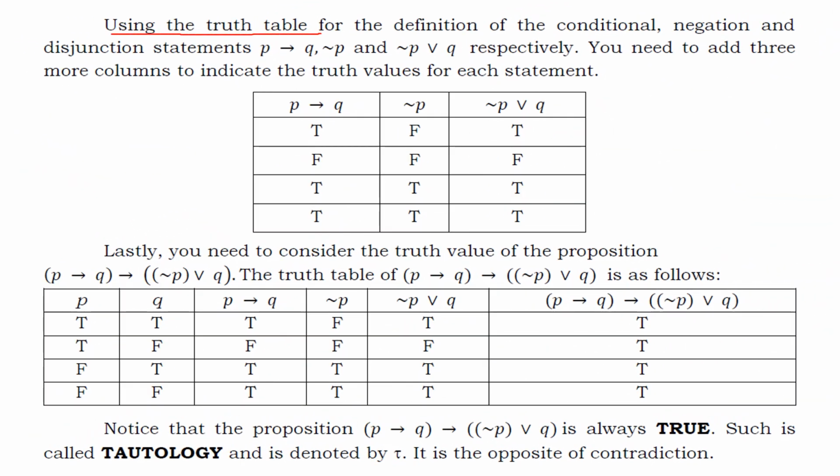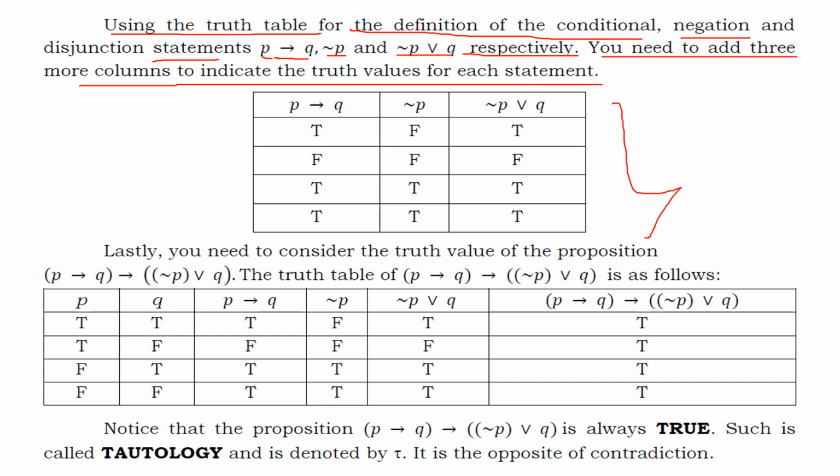So using the truth tables for the definitions of the conditional, negation, and disjunction statements, that is, P conditional Q, negation P, and P disjunction Q, respectively, you need to add 3 more columns to indicate the truth value of each statement. As you can see, there are given truth values for P conditional Q, negation P, and disjunction Q. So we simply connect these 3 columns to the first table that we presented a while ago.